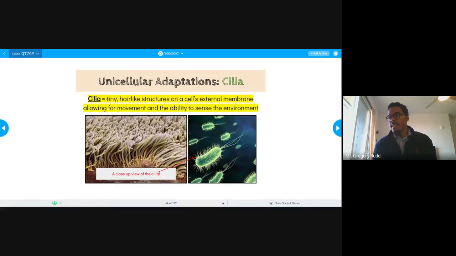Three more. Cilia. It's a funny word. Cilia are tiny hair-like structures on a cell's external membrane, so on the outside of the cell, allowing for movement and the ability to sense the environment.